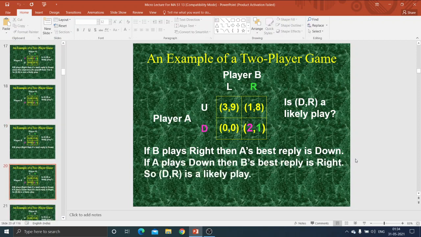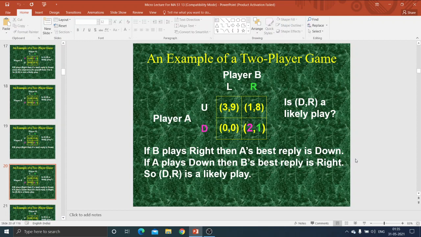If A plays down, then B's best reply is right. So DR is likely a play in this case. We have checked two boxes in the payoff matrix: the first one, 1 and 8, and the second one, 2 and 1. We examined whether 1 and 8 is a likely play when compared to 2 and 1, and we concluded that 1 and 8 is not a likely play, because there is always a chance of improving for the other player. Therefore you will always move towards the other one.